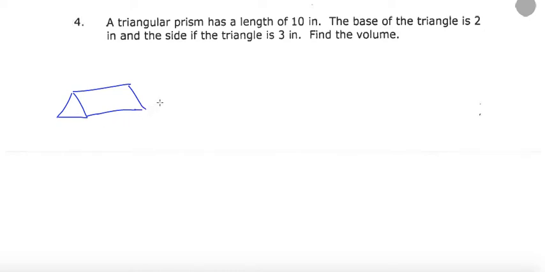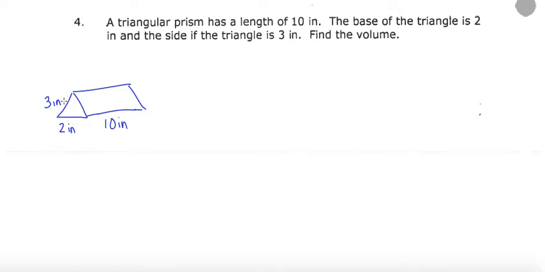So in this case, I know we've labeled our length as the height of the triangle, but we're going to use the length as the length of our prism. And you're going to find out why in just a moment. So then it says the base of the triangle is 2 inches. And the side of the triangle, so this measurement right here, is going to be 3 inches.